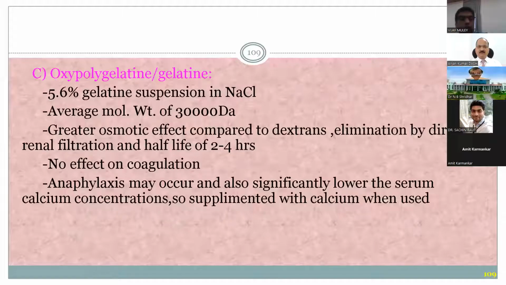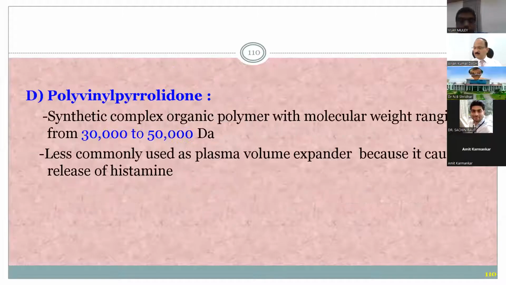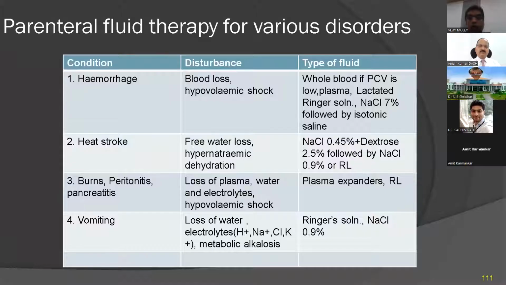And another solution, oxypolygelatin solution is also required, 5% gelatin solutions. So the indication is anaphylactic shock, and sometimes this itself may cause anaphylaxis, so one needs to be careful. Then polyvinyl pyrrolidone solutions have a molecular weight of 30,000 to 50,000 Dalton, though very rarely they are used in certain situations.